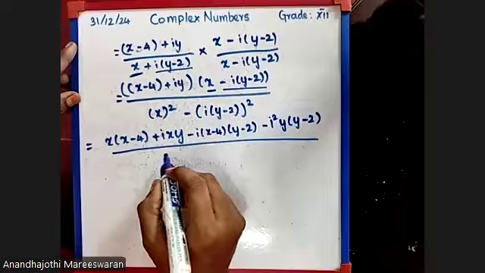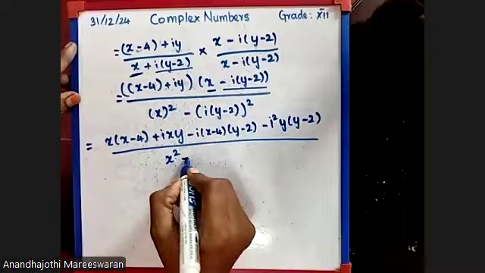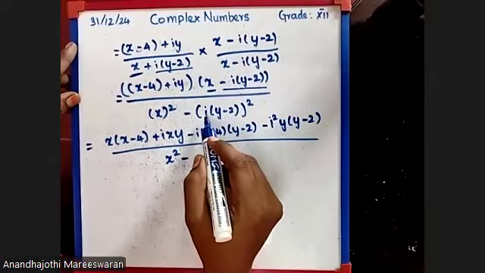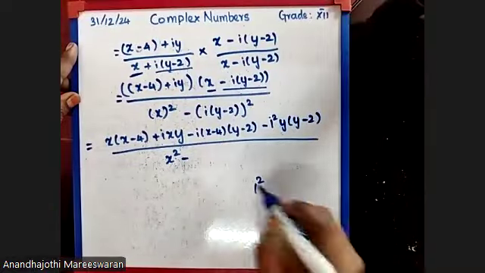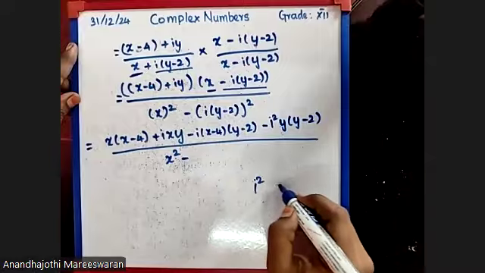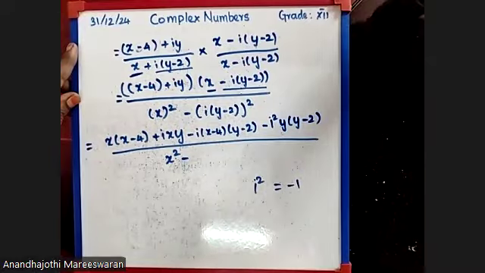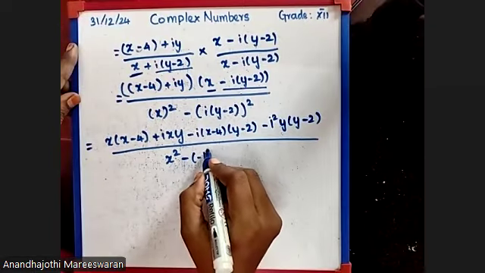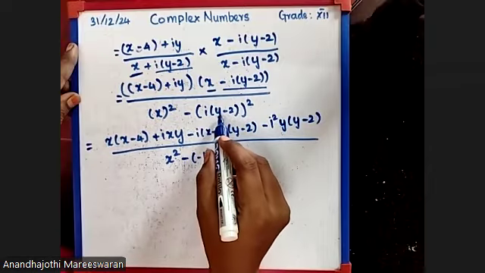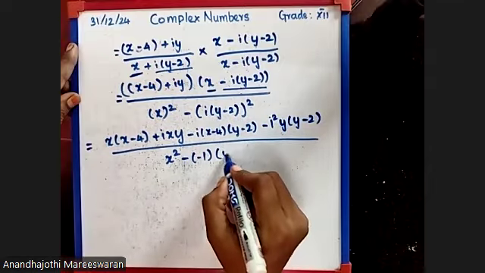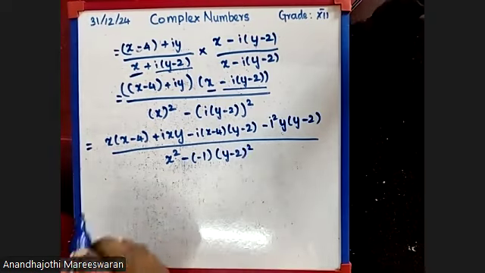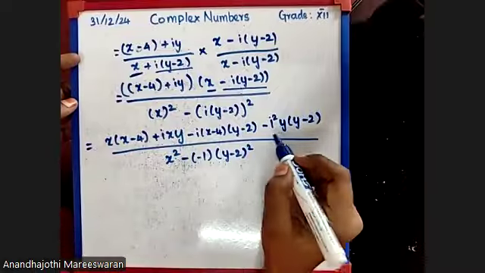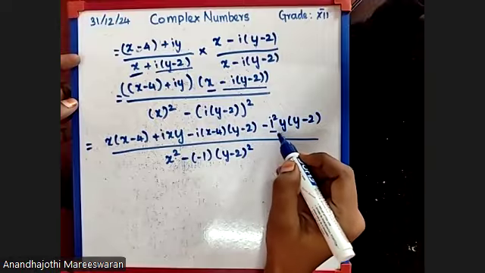What will be the denominator? x squared minus, what is the value? If we square the i, it will be i squared. What is the value of i squared? The value will be minus 1, right? I am going to substitute here. So for i squared, I substitute minus 1. For y minus 2 the whole square, I am going to keep it as y minus 2 the whole square. Now I am going to substitute this i squared with minus 1.